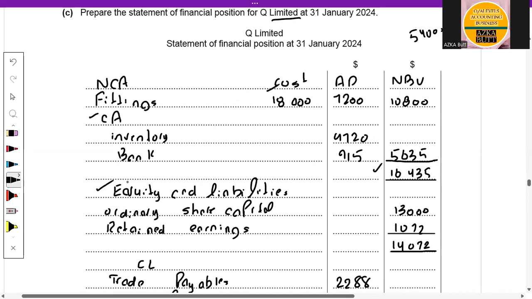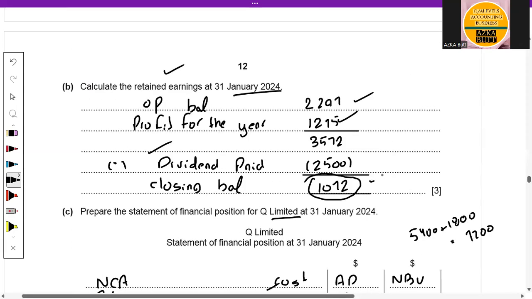Now we have to write the equity and liabilities. In equity, we have the share capital, which is 13,000, and we just find out the retained earnings, which was equal to 1072. If you remember, this is equal to 1072. Yes, 1072. This is the closing year's balance. And we have to write the retained earnings for 31st December 2024, not the opening balance.